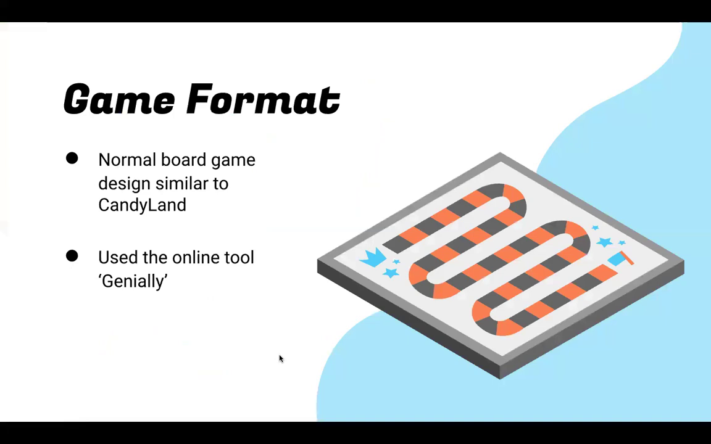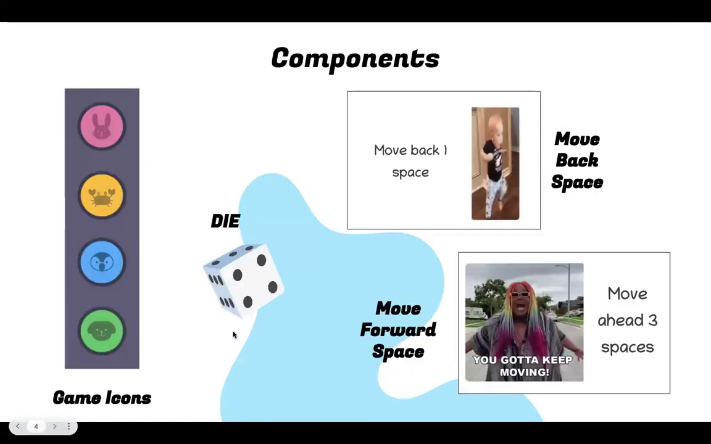So my game format is like a normal board game, and the design is similar to Candyland. And then I used an online tool called Genially. I think that's how it's pronounced. But this tool basically created a whole board game template, and all I had to do was change the content within the board game. So I just put all the content about healthy and unhealthy relationships, consent, and so on.